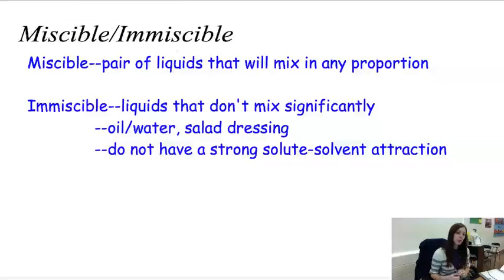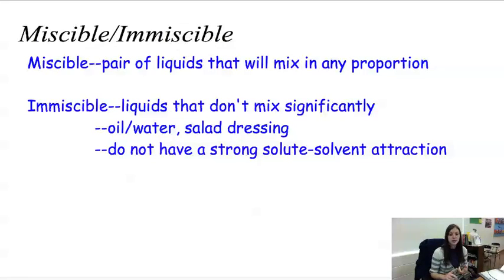Okay, we have a couple of words here that we've got to make sure we know what they mean. We have miscible and we have immiscible. Miscible liquids are pairs of liquids that mix in any proportion, meaning they're always going to mix, and it's always two liquids when we use these terms. So salt and water we don't call miscible. Okay, immiscible are liquids that don't mix very well.